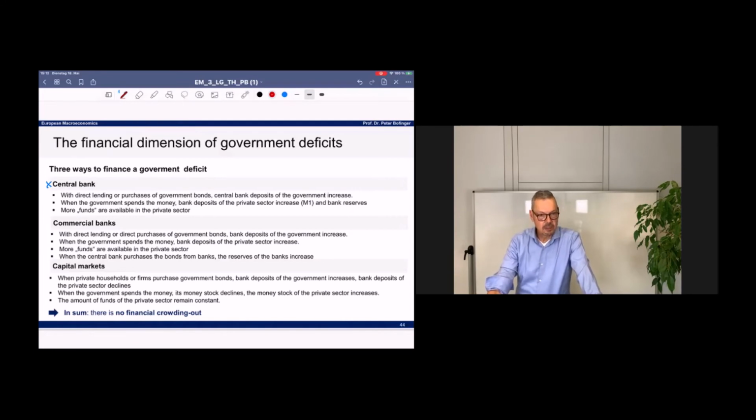And so, obviously, the result is clear. Direct lending to the government means there are more funds. So there's no financial crowding out. On the contrary, private households and firms have more liquid assets. So what about borrowing from commercial banks? I think that's the way governments finance their deficits today.